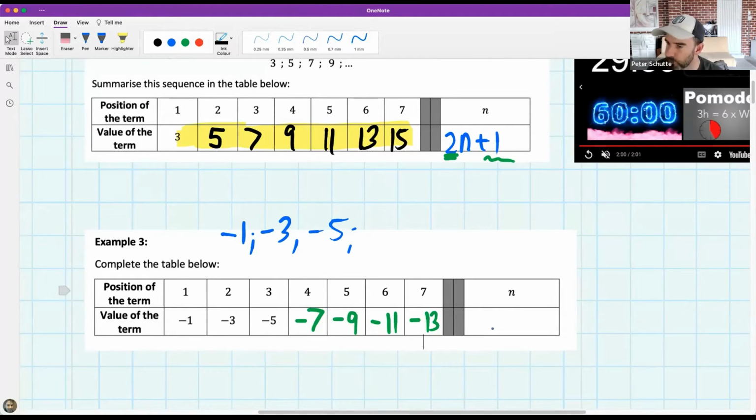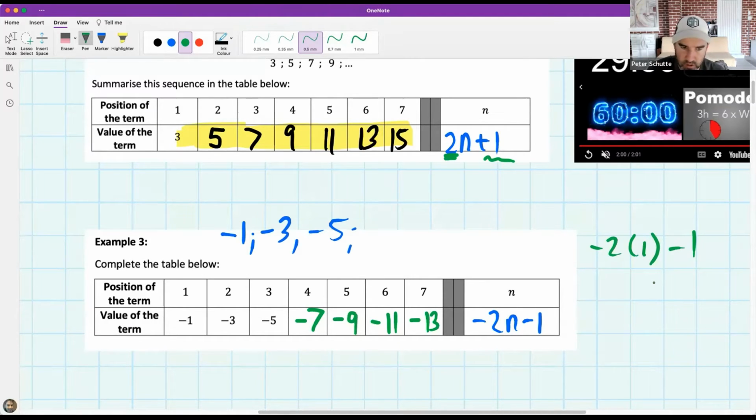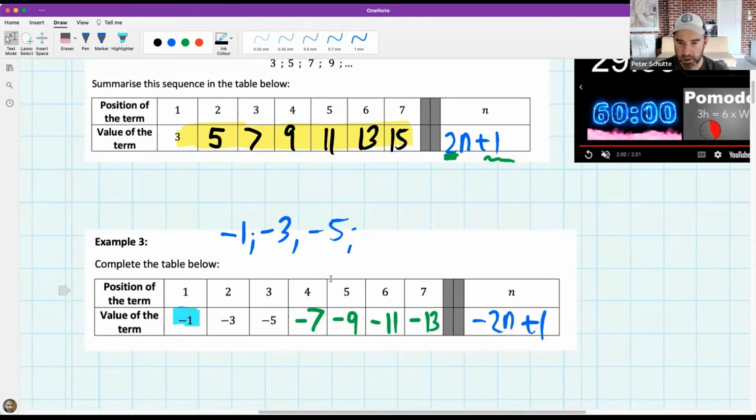Buchle? 2n minus 1. Negative 2n minus 1. Okay, let's see if we agree with that. If we put a 1 in, -2 times 1 minus 1 gives me -3. The problem is we need to get to -1, and we're getting -3. So what I want to suggest is that instead of a -1, it's a +1. Yeah, perfect. Okay, well done, everyone.